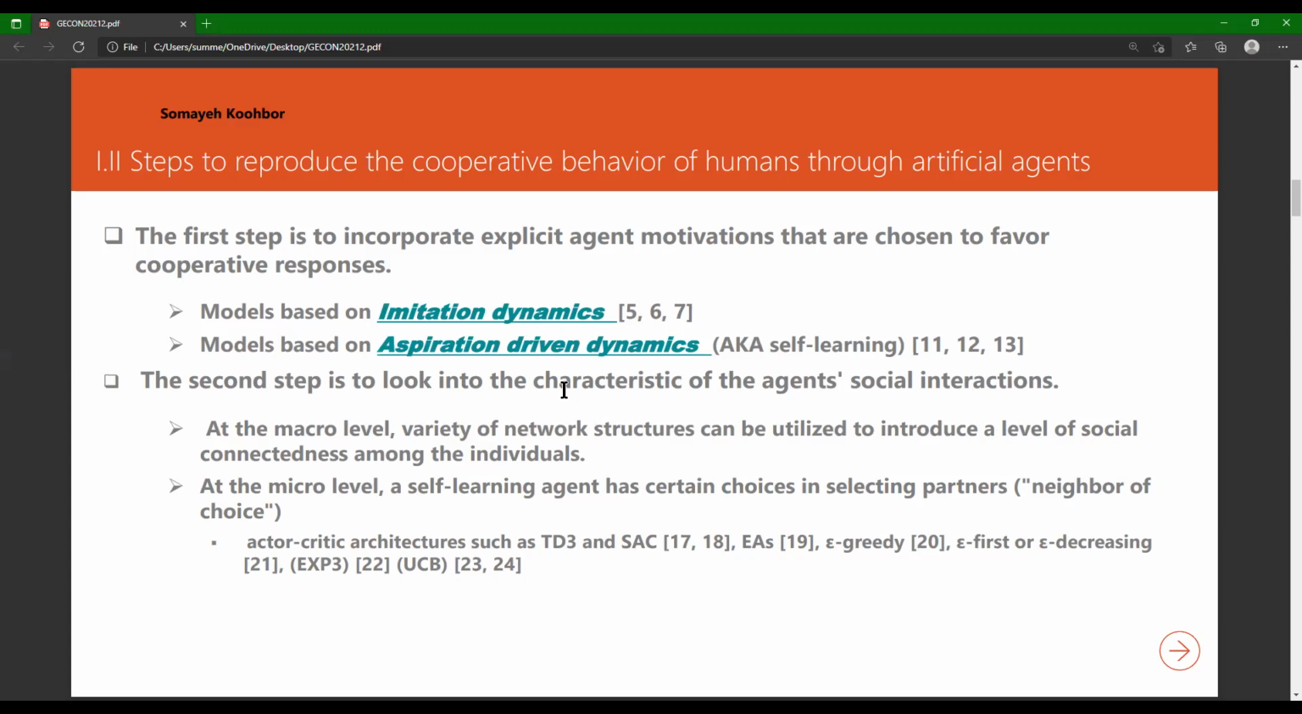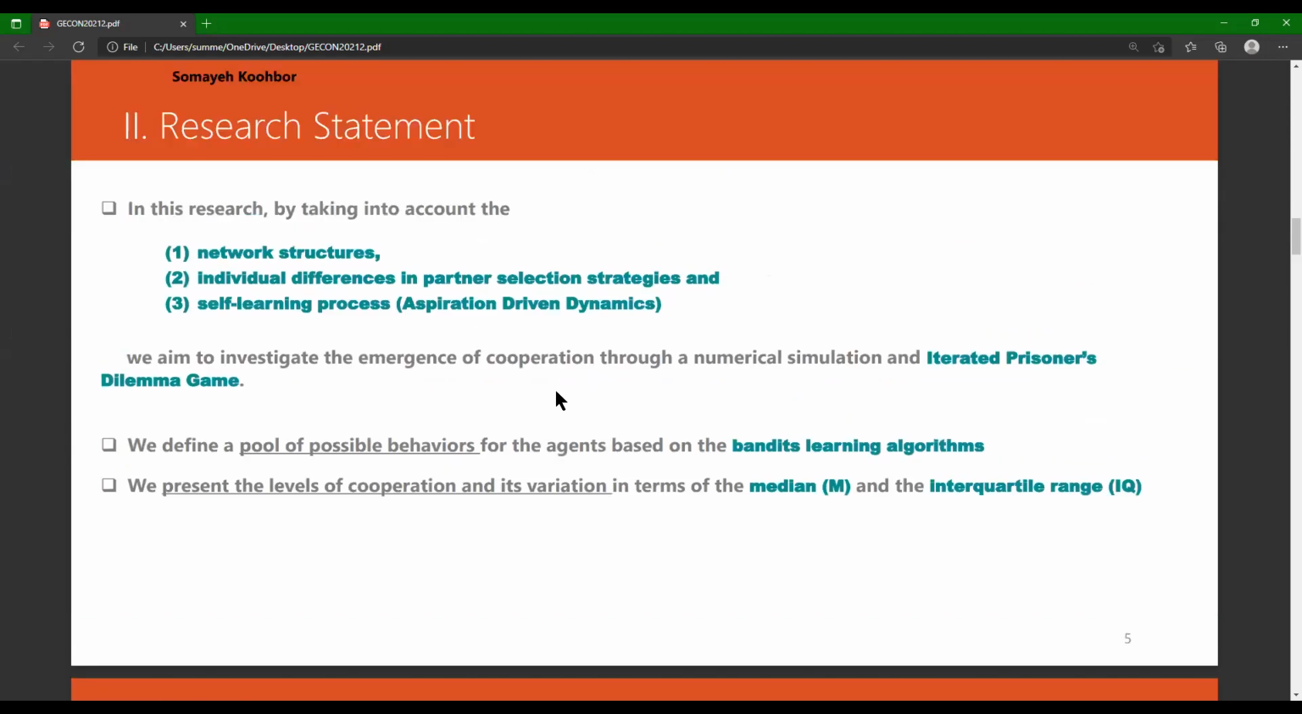And there are different algorithms in the literature based on entropy, based on evolutionary algorithms, based on some reinforcement learning. But in this research, we are trying to bring these three aspects together. So there is some research which has been done on aspiration level dynamics. There is some research done on networking structure, but maybe networking structure plus imitation dynamics. So we are trying to bring these three together.